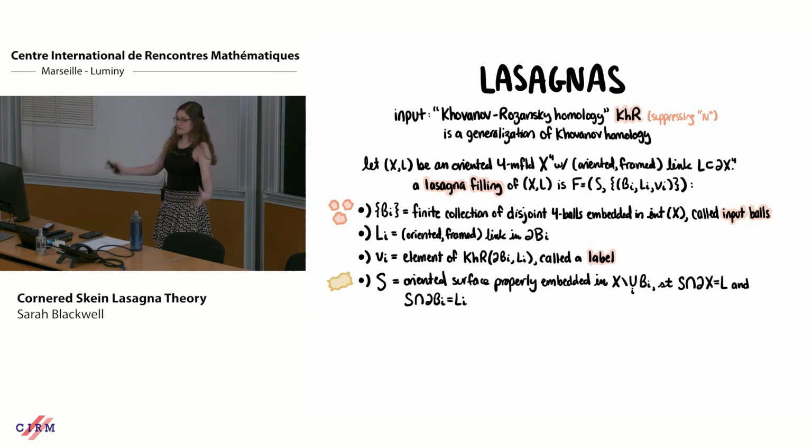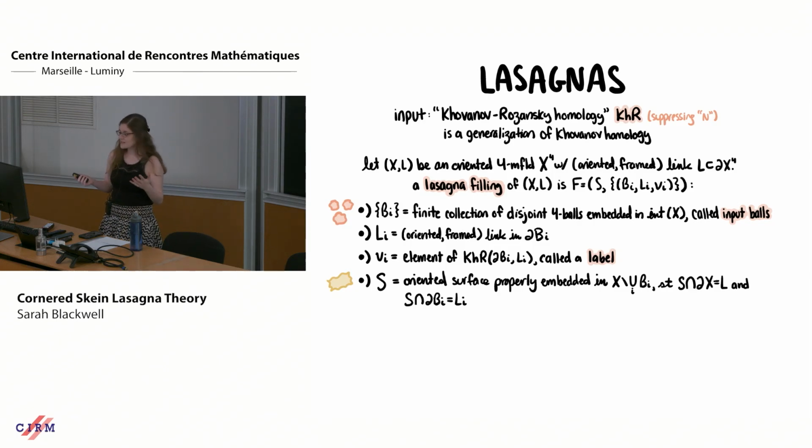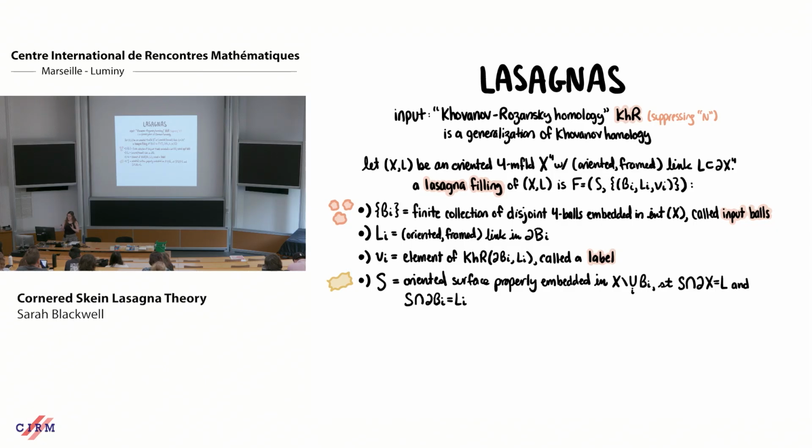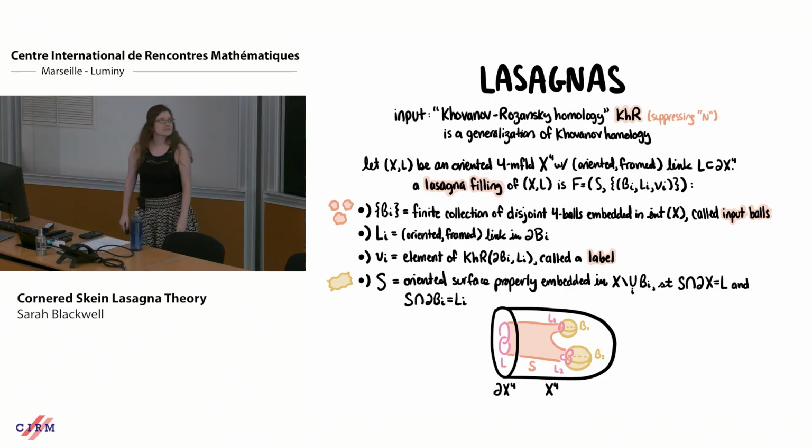And then tying this all together are the noodles of the lasagna, which is a surface, which I'll call S. It's an oriented surface properly embedded in this four-manifold, where it intersects the boundary at L, and it intersects the boundary of my input balls at these links L_i. So here's a picture of this.